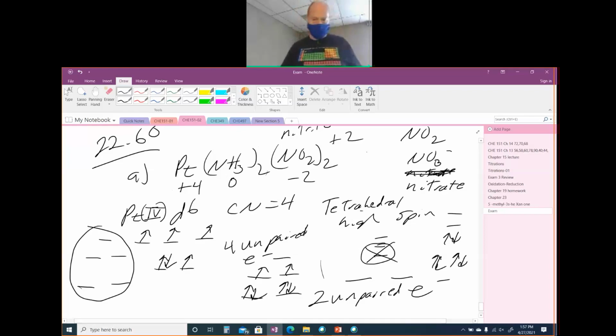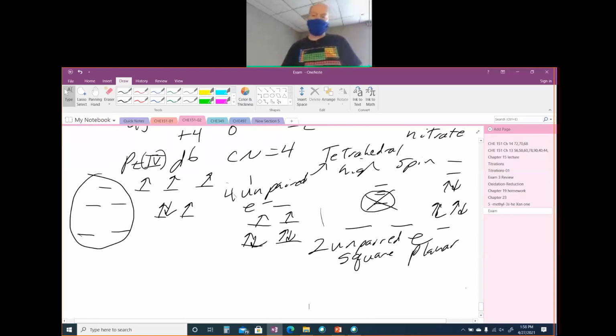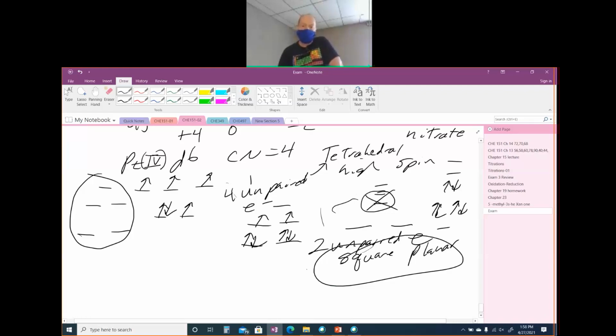All right, and so since there are 2 unpaired electrons, 4 if it was tetrahedral, 2 if it is square planar, and the answer is it has 2 unpaired electrons, and so your answer is this is square planar. And so square planar has a hybridization of dsp2.